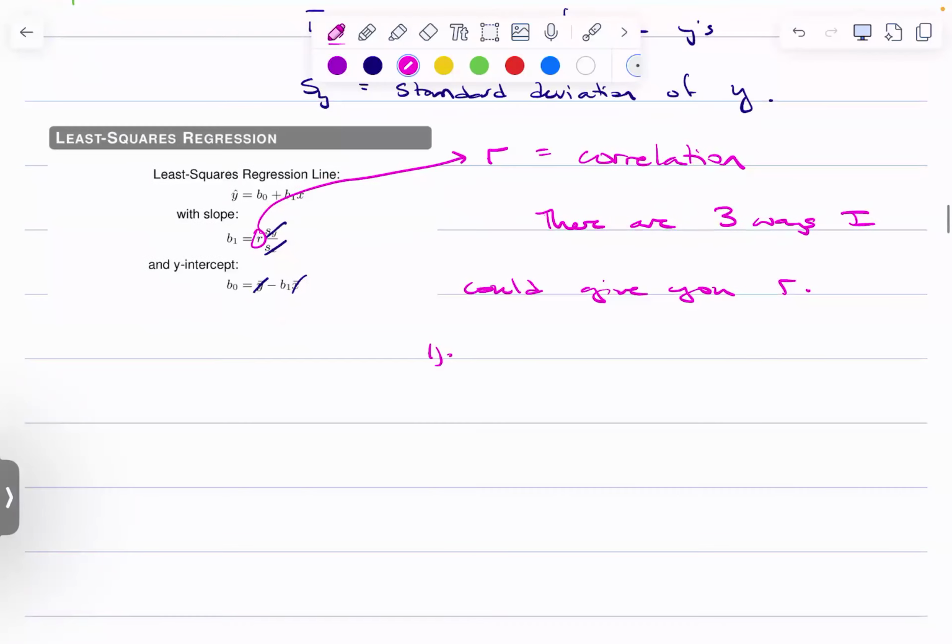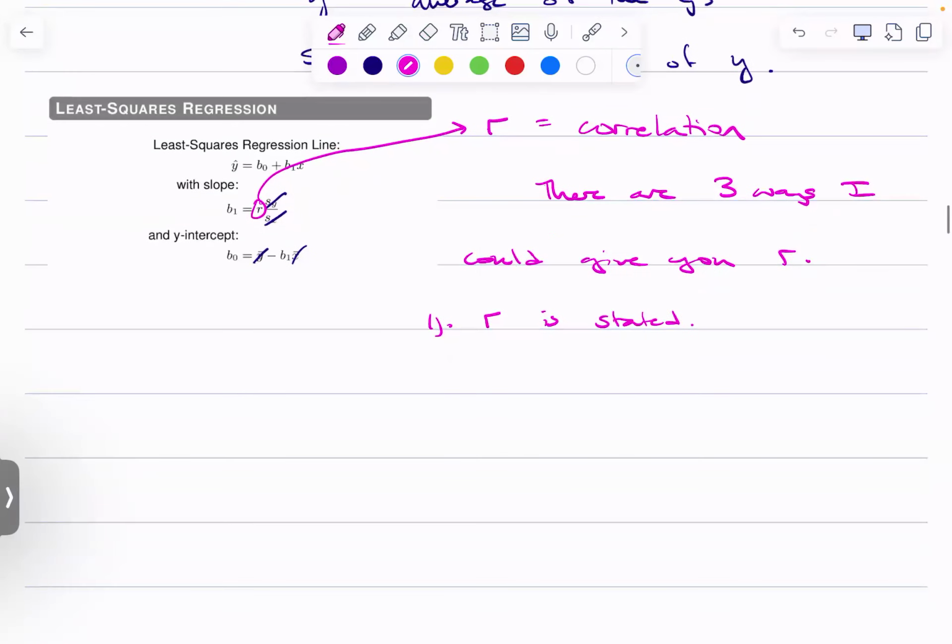R equals some number. R is stated, I'll say, in the question. That's nice. What's the other option? I give you the covariance. The covariance, which is SXY, is stated.